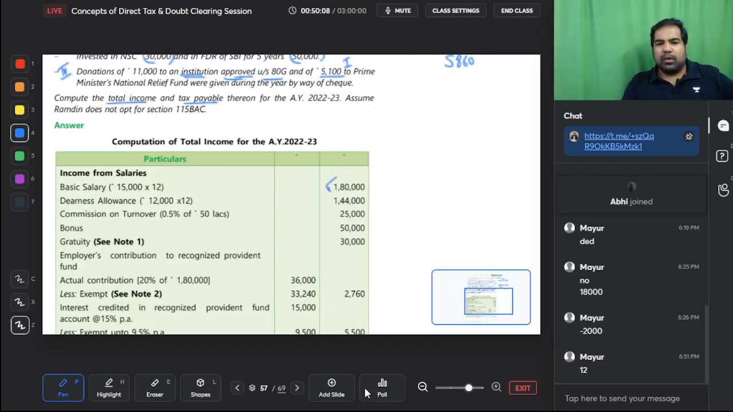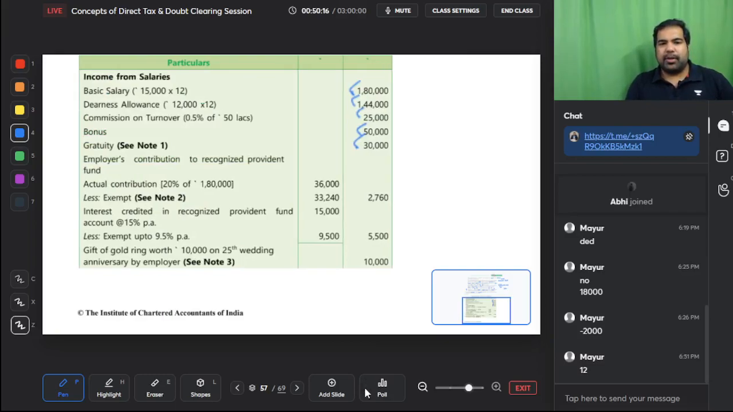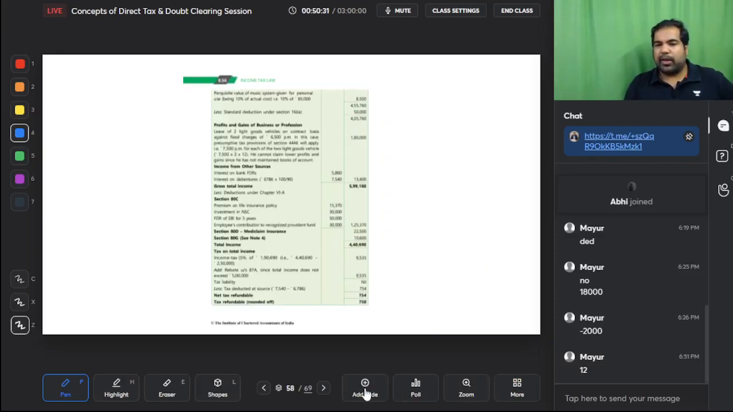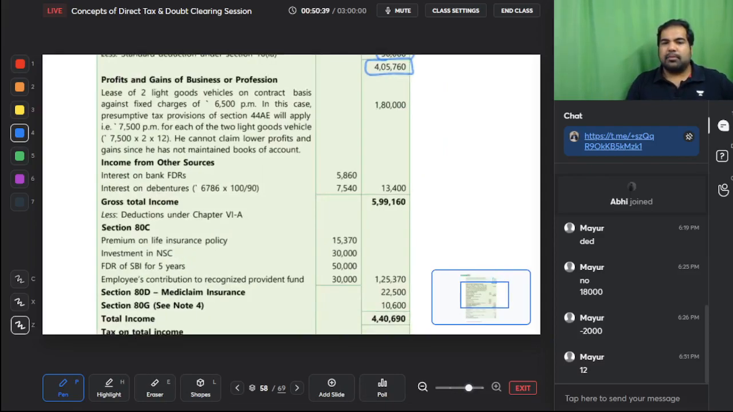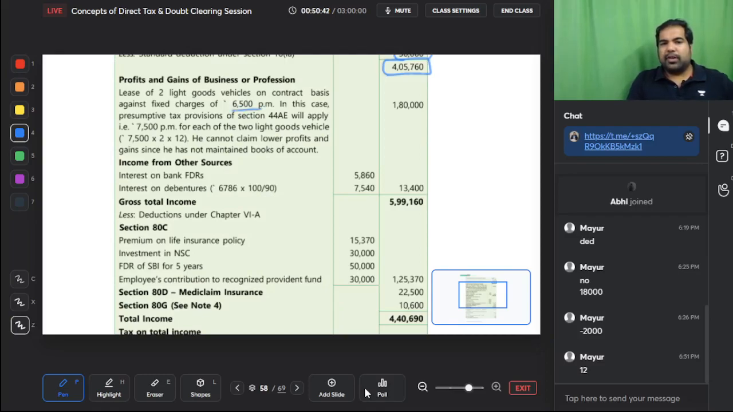Basic salary, dearness, commission, bonus, gratuity. Guys, gratuity received during employment is taxable for everyone. Employer's contribution less 12%, so this one will be taxable. Interest less 9,500, so this will be taxable. Gift of gold, they've taken 10,000, but you can also take 5,000, it is perfectly okay. Perquisite 8,500 and less standard deduction, so this is income from salaries. So we cannot take 6,500, we'll have to take 7,500 into 2 into 12, that is 1,80,000.